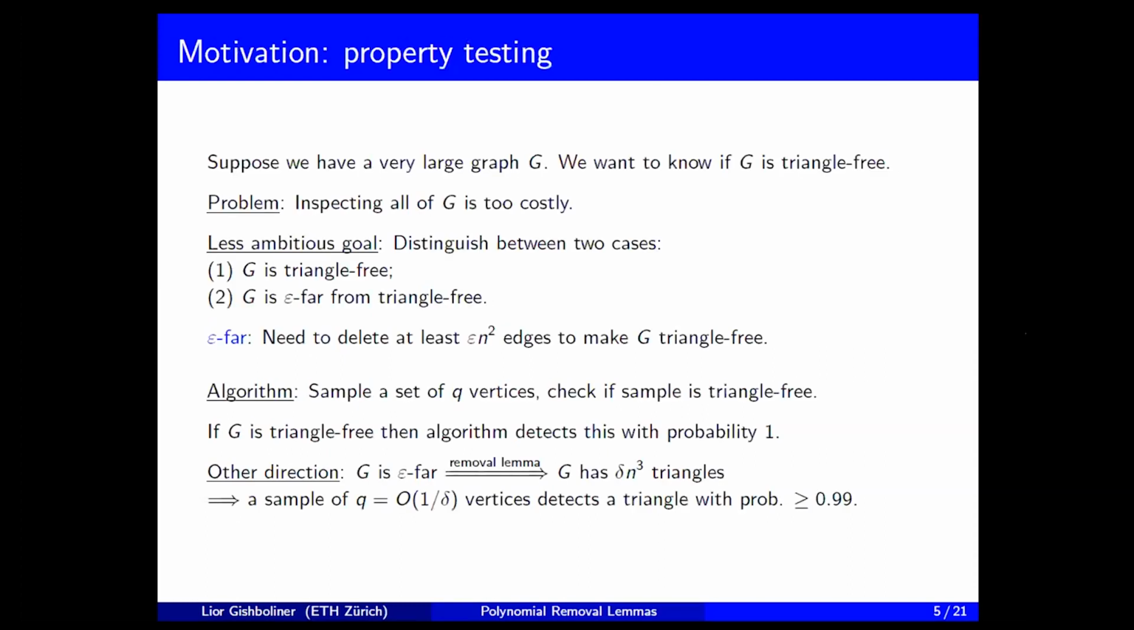So we see that the removal lemma just corresponds to this testing algorithm, and shows that this testing algorithm works. And the bound that we have in the removal lemma, so this delta, tells us how many vertices we need to sample.